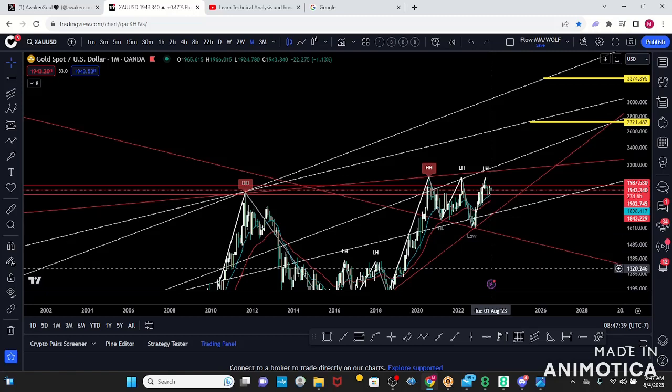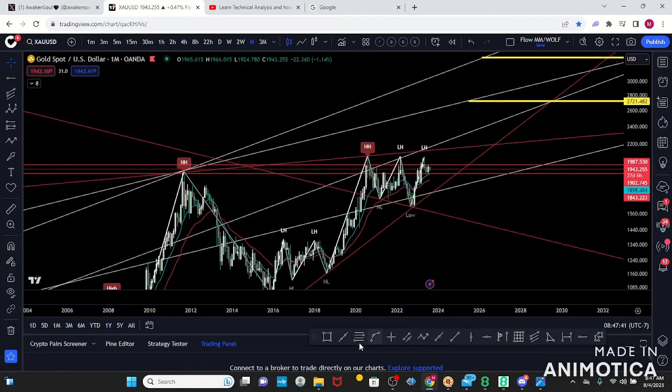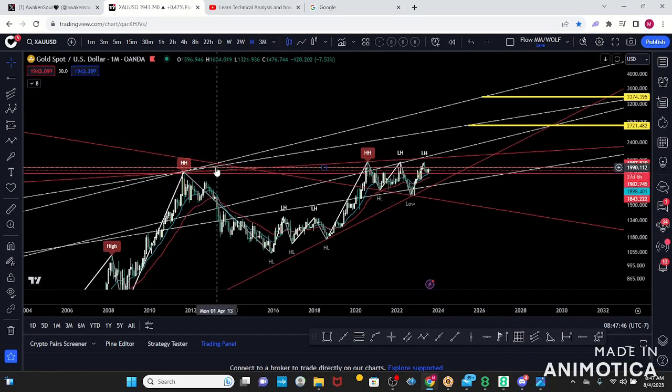Level to level. And remember we said a cup. How do you get the measure move of a cup? This will be your neckline, right? This is your cup.